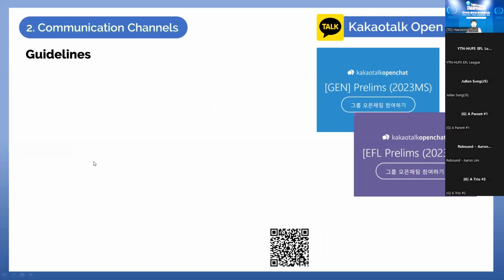Okay, next we can talk about the KakaoTalk guidelines. One really important thing is that only one person from each team should be entering the room. So if multiple students from the same team are entering, we would have to ask the team to pick one contact person to stay in the room and the other student to get out.